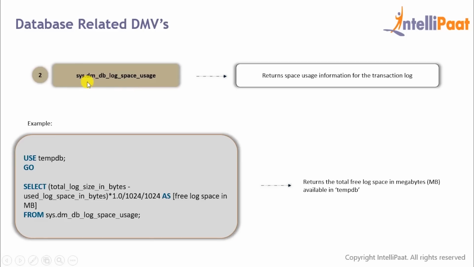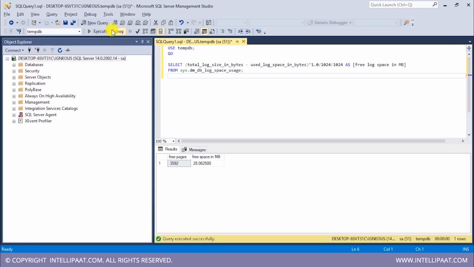Next we have dm underscore db underscore log space usage, which returns space usage information for the transaction log. And we will use this DMV to get the total free log space in megabytes available in tempdb. Now again I will run this command in SSMS. I'll click on execute. So see that the total free log space is 5.74 MB. So this is the total free log space in tempdb.